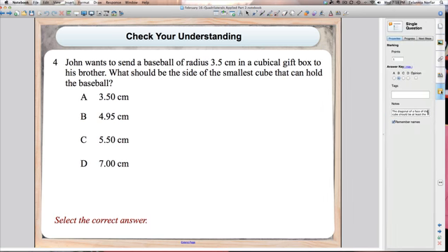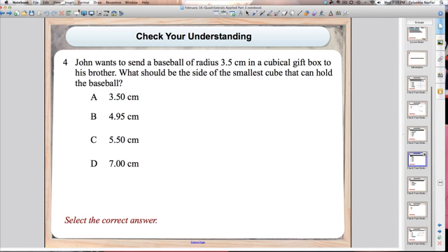Okay, let's look at the answer. Good job if you answered B. Again, the diagonal of a face of the cube should be at least the diameter of the ball. Hence, the diagonal of the face should be 7 centimeters. We have the square root of (a squared plus a squared) equals 7. Therefore, a equals 7 divided by the square root of 2, which is 4.95. A little hard one. Great job if you got it right. Okay, let's go to the next question.